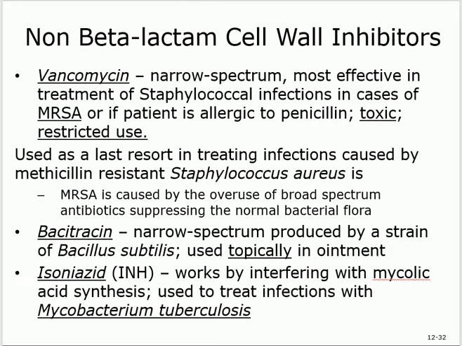INH is used for, do you remember I told you that for every single medication, you need to tell me which part of the bacteria it works on and how? INH, how does it work? Mycolic acid synthesis. And it works for treatment of TB. I put INH here to remind you, you don't have to say isoniazid. They can call it INH for short. Most of them mean the same thing. Okay? But it's used for TB, Mycobacterium TB. INH is used for TB.